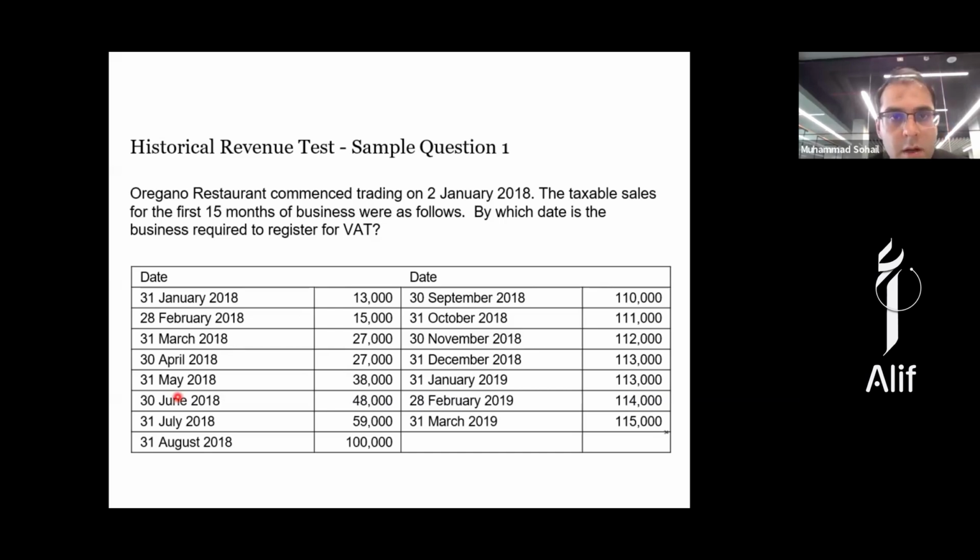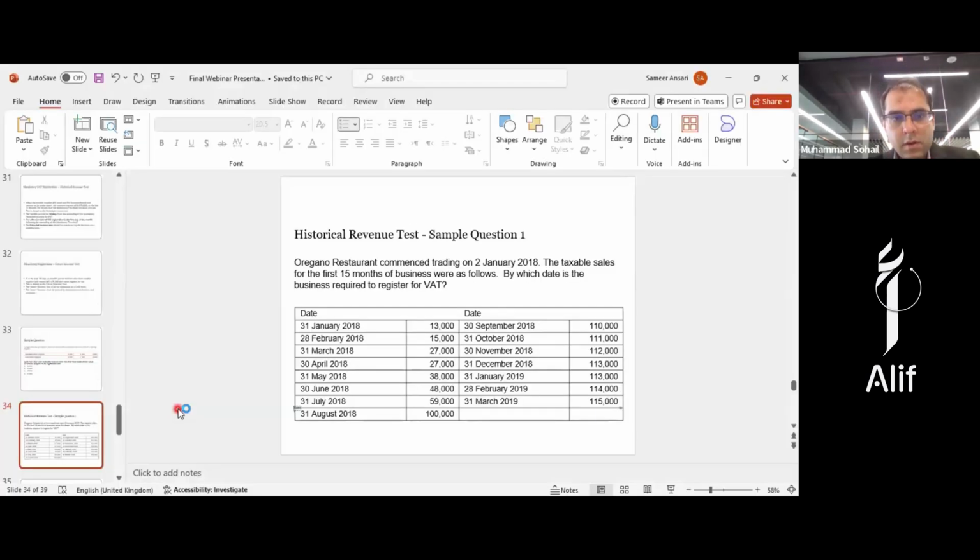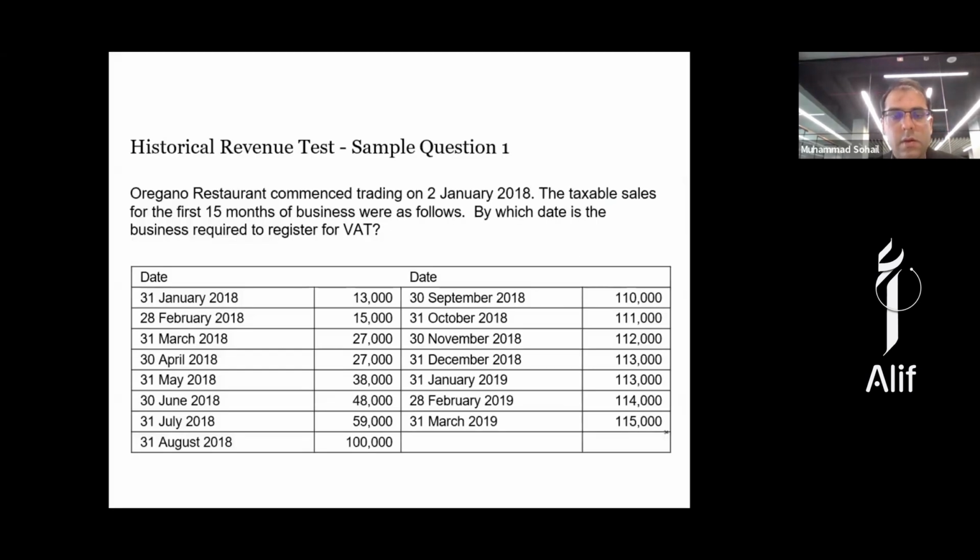Here is another example. Using the historical revenue test, Oregano Restaurant commenced trading on 2nd January 2018. The taxable sales for the first 15 months of the business were as follows. By which date is the business required to register for VAT? So just a hint here, once you cross the 375,000 threshold, you have 30 days to register for VAT. So what you need to do here is you need to add these monthly figures and see when you cross 375,000 dirhams. So why don't you guys have a go at that? Does anyone have any answers?